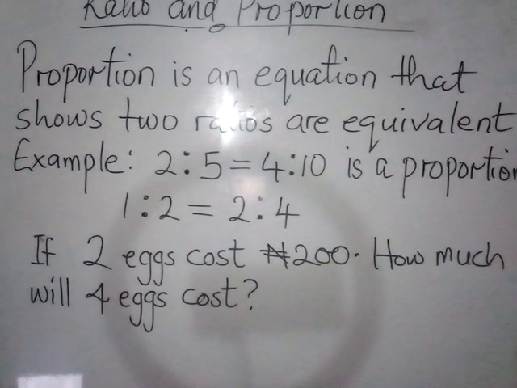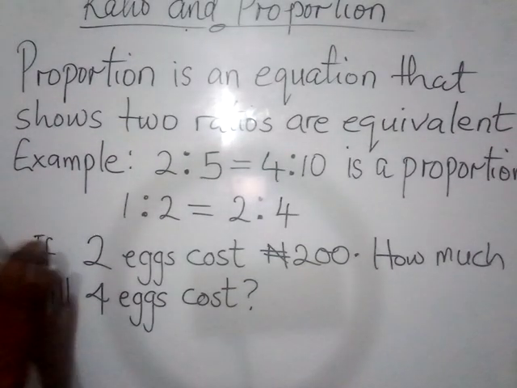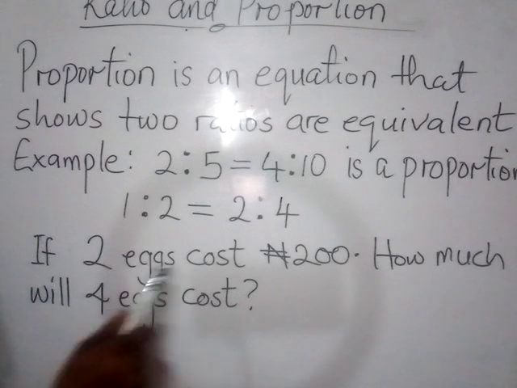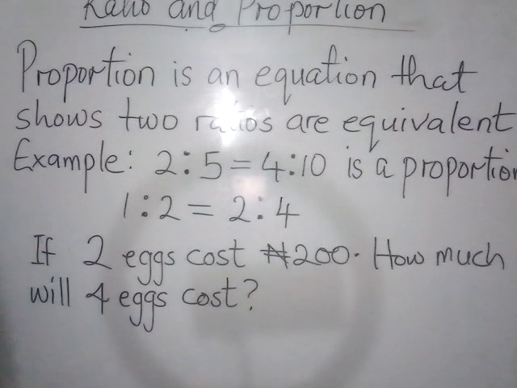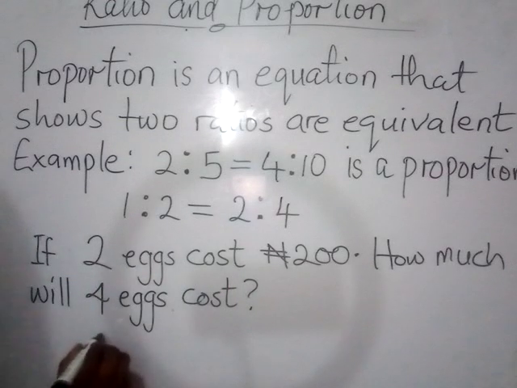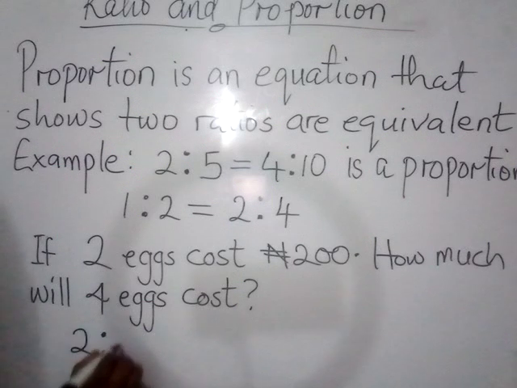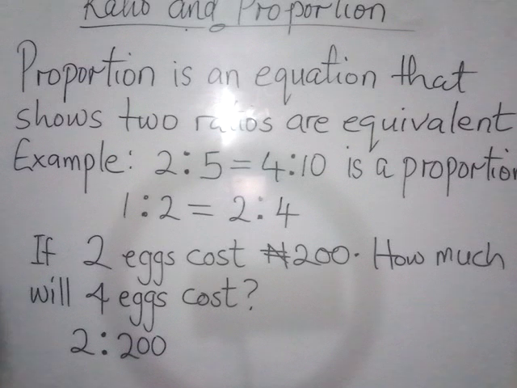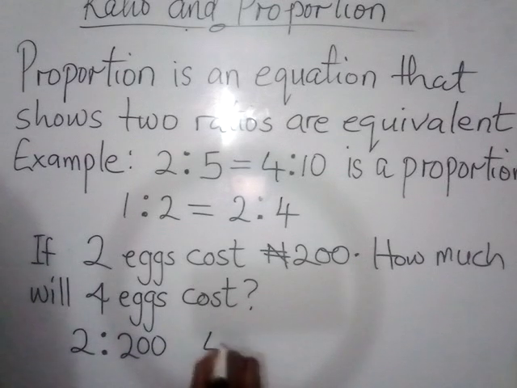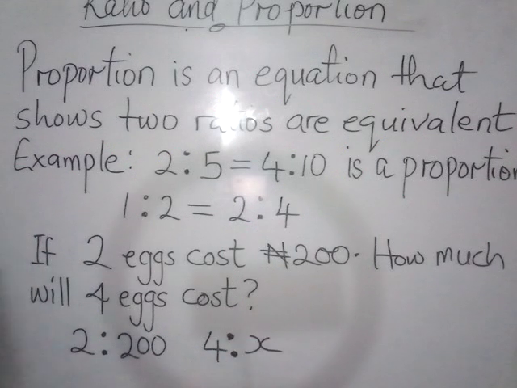So an example of proportion is what we have right here on the board. If 2 eggs cost 200 naira, how much will 4 eggs cost? Now, if we're going to write this, we can represent it like this. We will say 2 eggs to 200 naira. And on the other hand, because it shows that 2 ratios are equivalent, you have 4 eggs to something we don't know. We write x there.